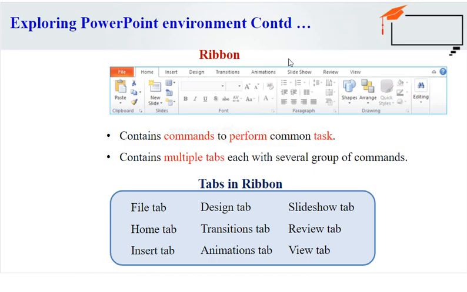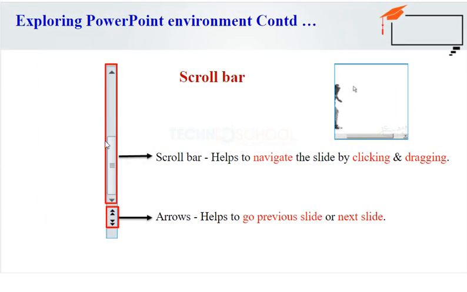So this is the ribbon, right? This whole thing we will call the ribbon. It contains commands to perform common tasks. It also contains multiple tabs, with several groups; this is one group. First, we have 9 tabs: the File tab, Home, Insert, Design, Transitions, Animations, Slide Show, Review and View. These are the tabs available in the ribbon.